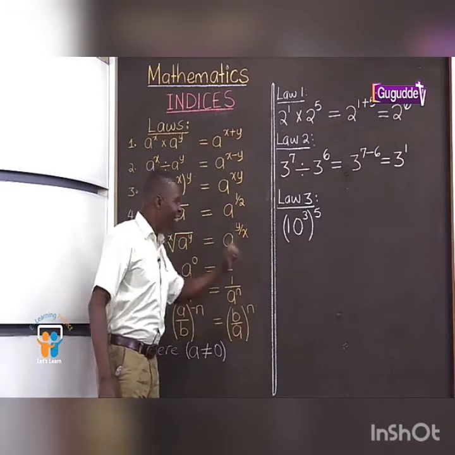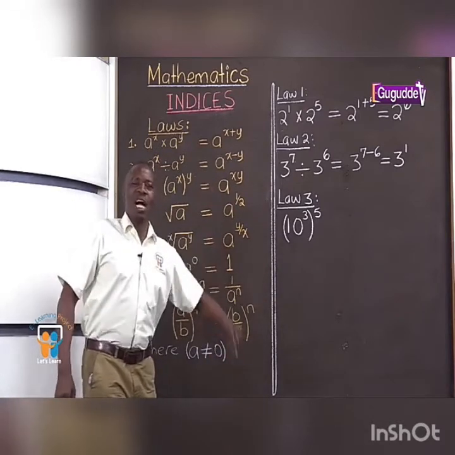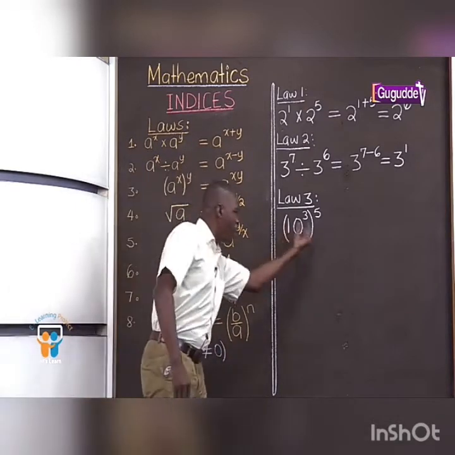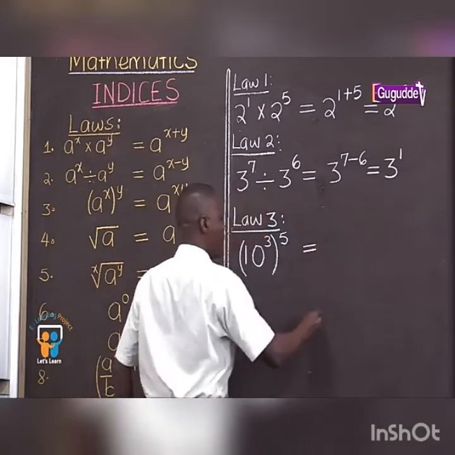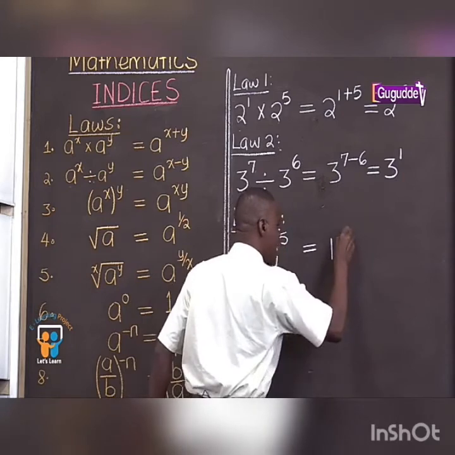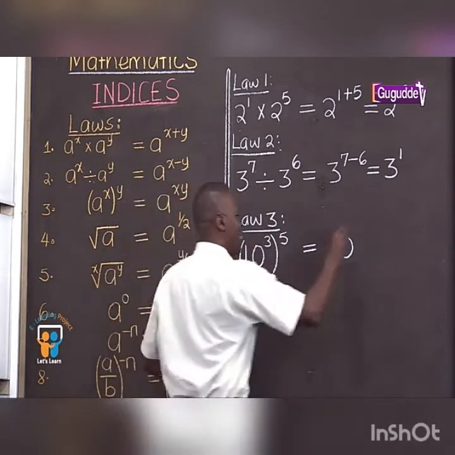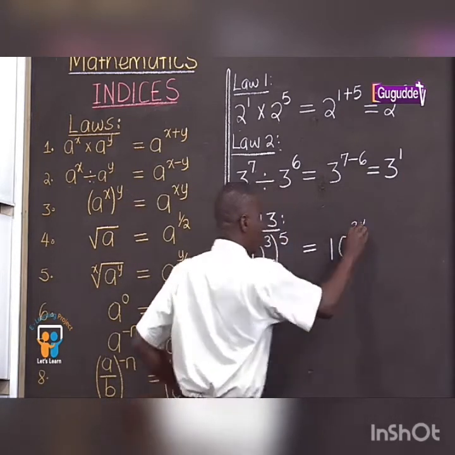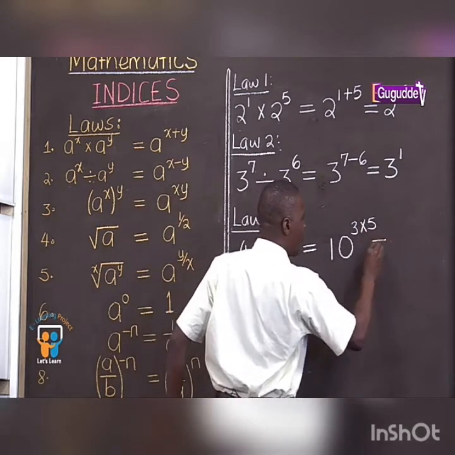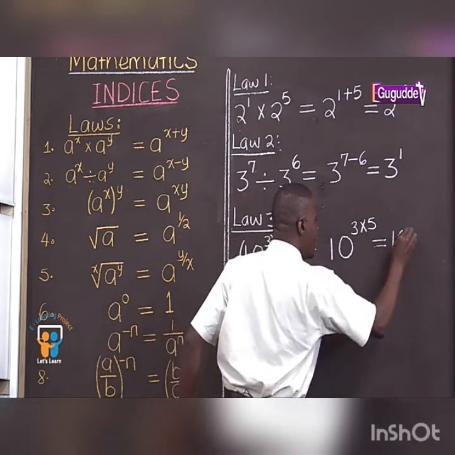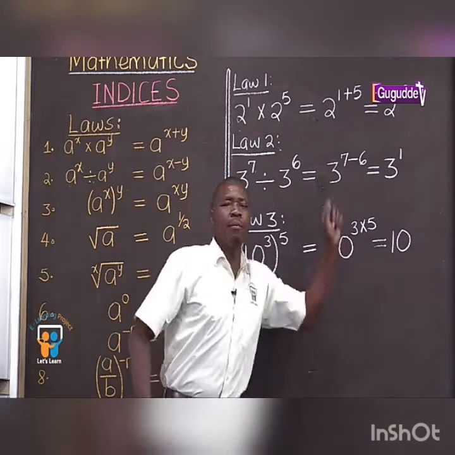10 to the power 3, then again another power 5. How do we open the brackets? The examiner says don't stress yourself. Simply get the base 10. The first power a 3. Then multiply it by the next power a 5. So as to be able to get 10 to the power 3 times 5.